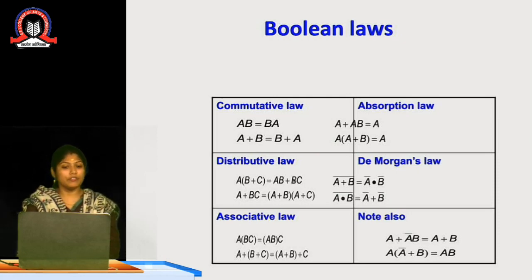Then distributive law. See, in the bracket we have A into (B plus C). This is again very common. We are multiplying A with B and A with C, so AB plus AC. Similarly, if plus is outside, you can represent it separately as A plus B and A plus C. Associative law: you can change the brackets, the answer will remain the same. A into BC is also equal to A into B in one bracket and then C. Similarly, A plus B plus C is also equal to A plus B plus C.